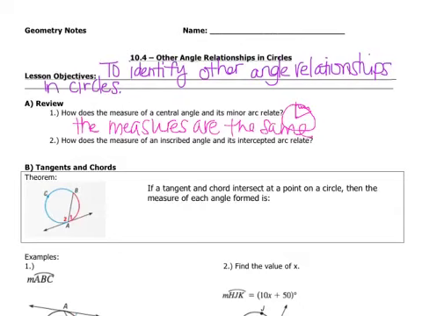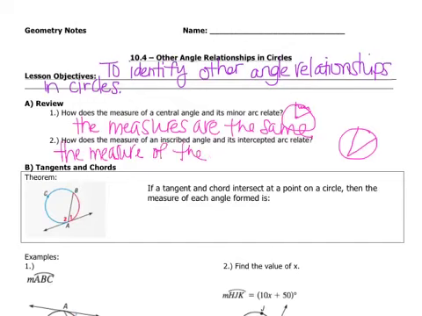Then last class you looked at an inscribed angle, so that's where the vertex is on the circle. How does the measure of an inscribed angle relate to its intercepted arc? Jackson. Inscribed angle compared to its intercepted arc. The arc is twice the measure of the angle.